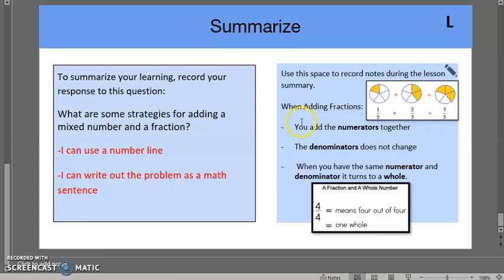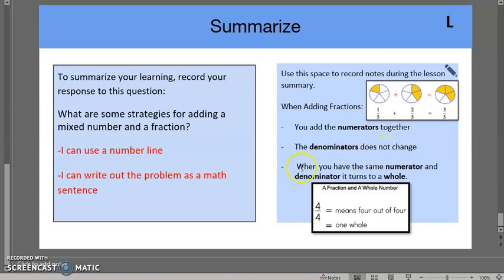When adding fractions, you add the numerators together. In this example, we add 1/5 plus 2/5 equals 3/5. Notice how the 1 plus 2 equals 3, and the 5, which is our denominator, did not change, which goes over here, the second point, the denominators do not change.